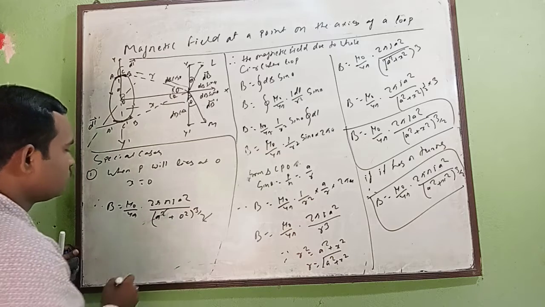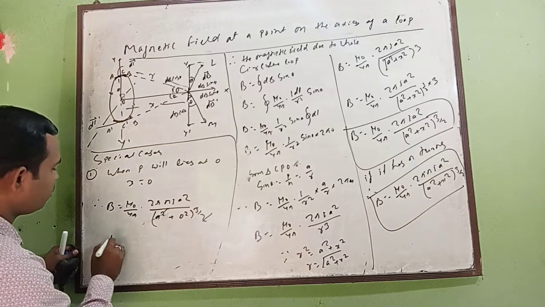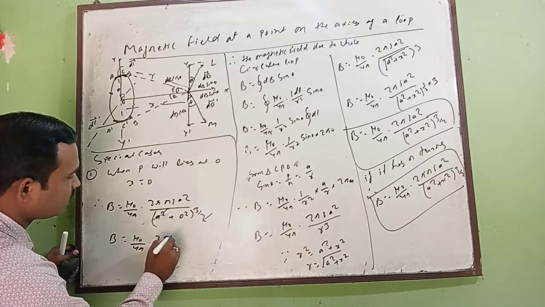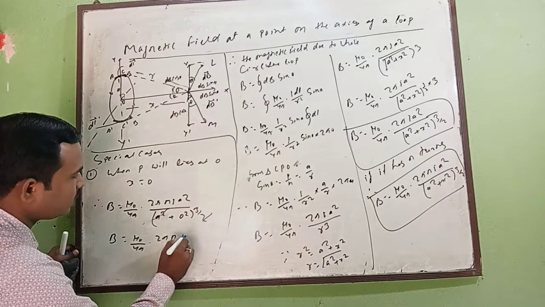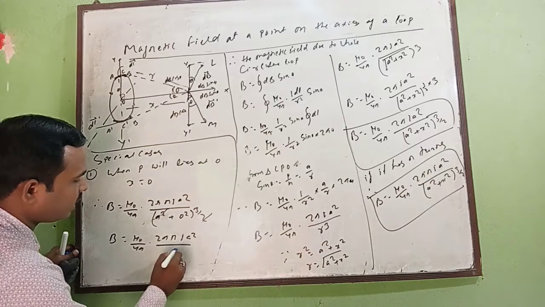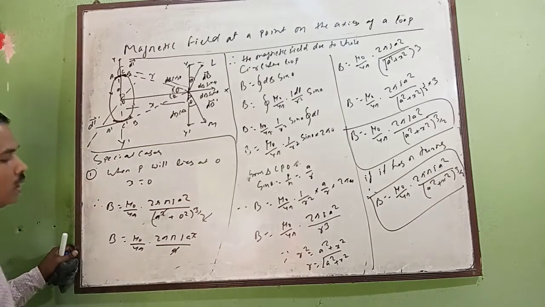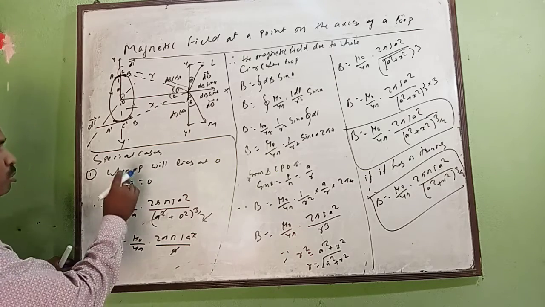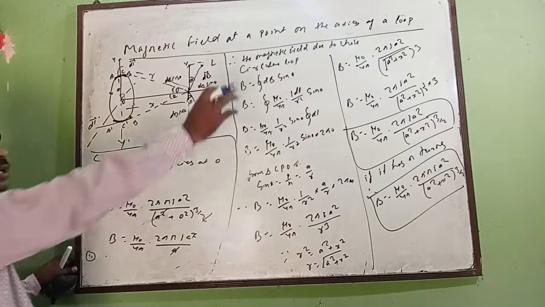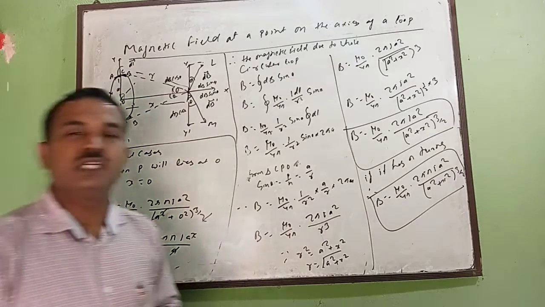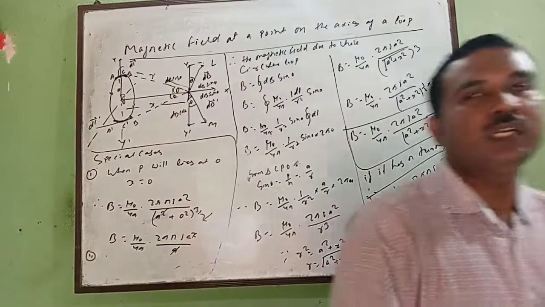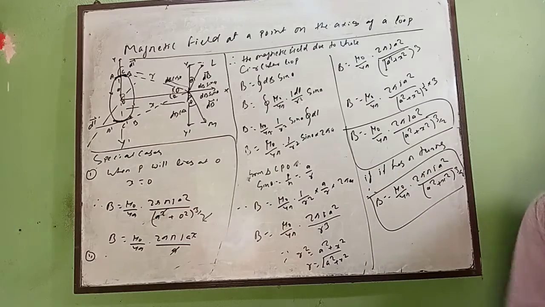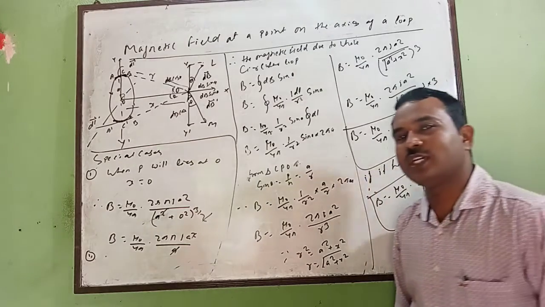So this A square cancels, and now you have B equal to mu naught by 4 pi into 2 pi n I A square by A cube. And another case you will take: when x is a large distance, in that case what will be the answer? Second special case you will find out, and you will comment what is the answer. Is it clear? Okay students, thank you.